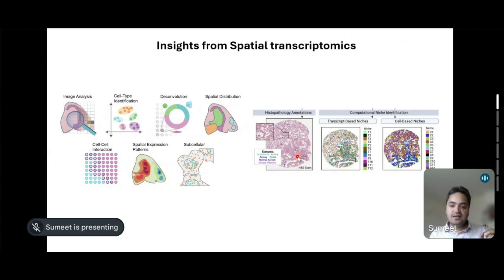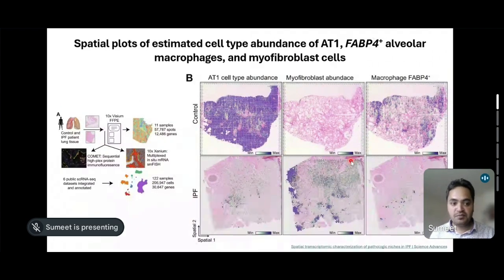Because you have it on the slide, you can have histology slide, transcriptomic slide, and you can identify within a pathological niche or within a fibrotic niche what are the cell types and what genes they are expressing. So this actually brings me to the paper which I mentioned before.